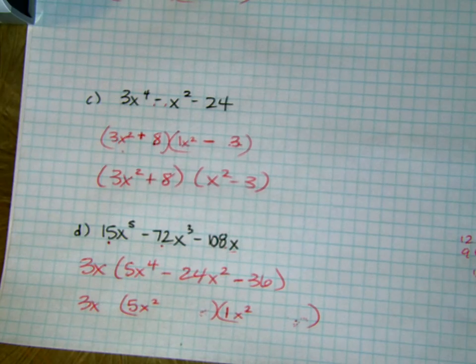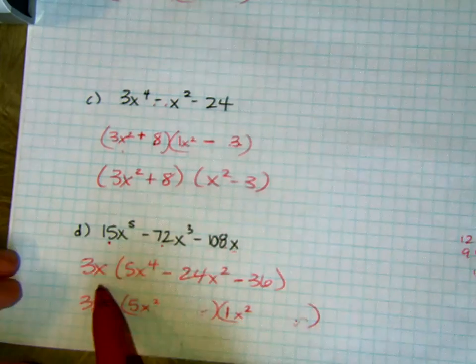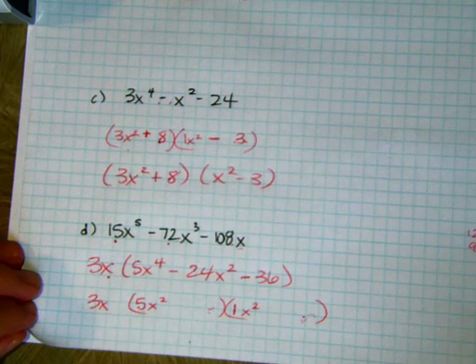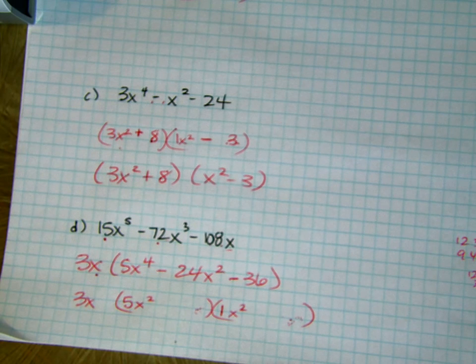I'm missing something. Well, I'm going to leave it like that for now. The key here is that sometimes you can pull out a number. I'll get back to you on that one. We've got to move on to solving. Maybe I'll solve this one in the end.